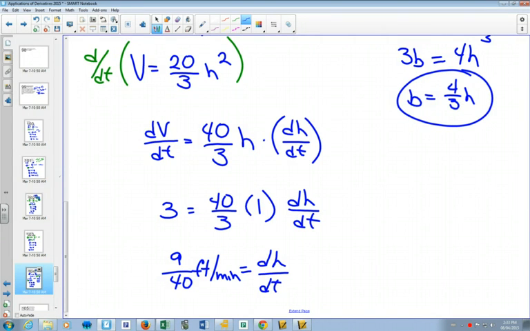At 1 meter. So at that instant, at 1 meter, this is how fast the height is changing. So if you wanted to wait 1 more minute, you would expect it to go up this much. If you waited 2 more minutes, you couldn't use that over a long period of time because it's always changing. But it would give you an indication of what you could expect over the next minute.